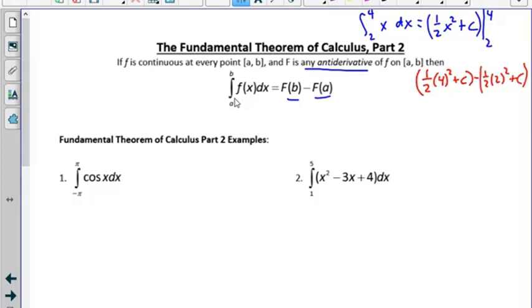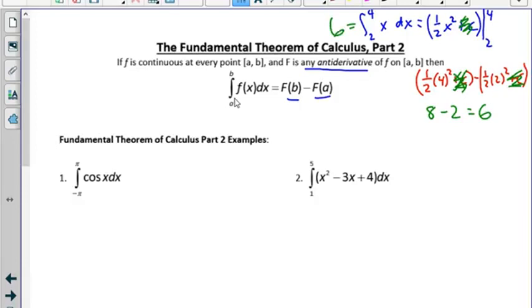Now what you'll notice is that the c's are going to cancel out, and that's going to happen all the time because we have plus c and then minus a plus c. So those are going to cancel out. We don't really need those c's, and that's why whenever we take antiderivatives in definite integrals, we're not going to really use the c. We only use the c when we have an indefinite integral. So in this particular problem that I just made up, I have 16 divided by 2, which is 8, minus 4 divided by 2, which is 2. So this answer is 6.